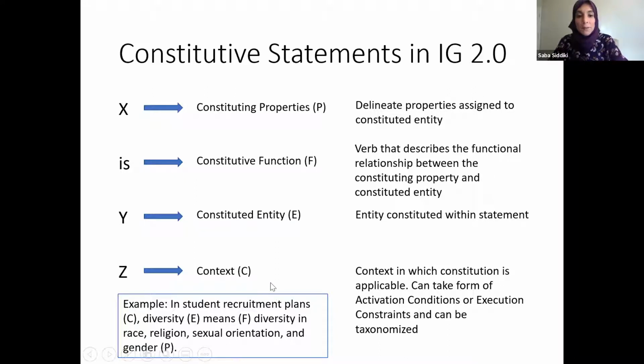So listed at the bottom of this slide is an example of this. In student recruitment plans, diversity means diversity in race, religion, sexual orientation, and gender. What we see here being constituted is actually this term or this concept of diversity, which through the constituting function of "means" is assigned these properties of diversity in race, religion, sexual orientation, and gender. And this initial clause, in student recruitment plans, gives us the context in which this constitution is relevant.